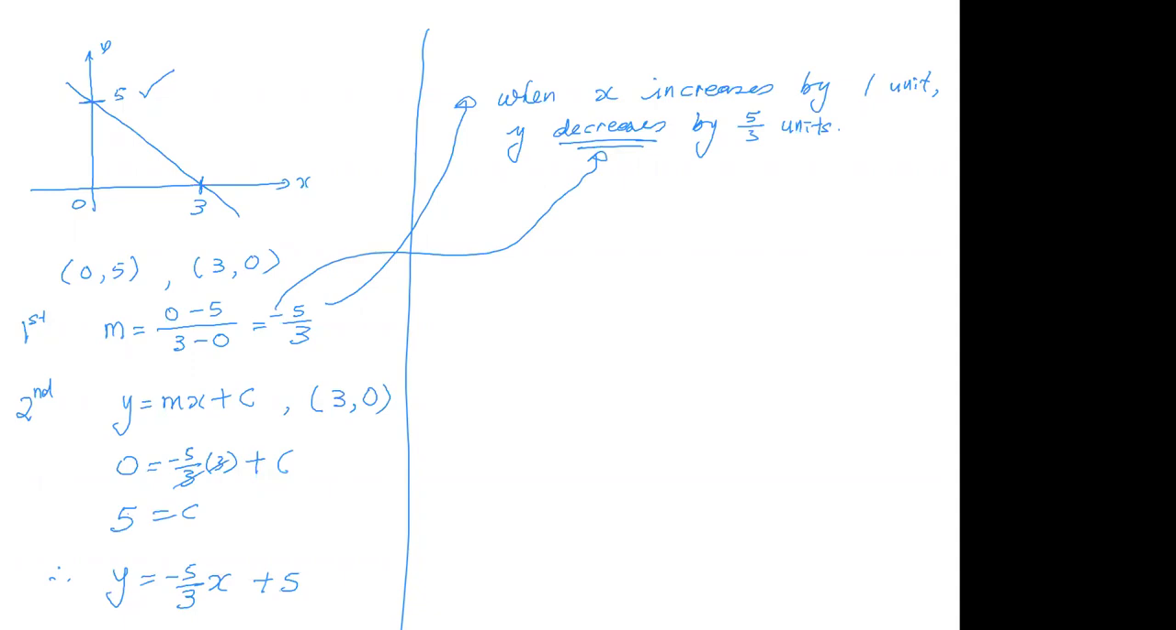A negative gradient tells you that x, the manipulated variable, always increases. We always go from left to right. So y will drop. That's why I call it decreases. It can decrease faster or it can decrease slower. So that is how it goes. Are you okay? So this is your linear function.